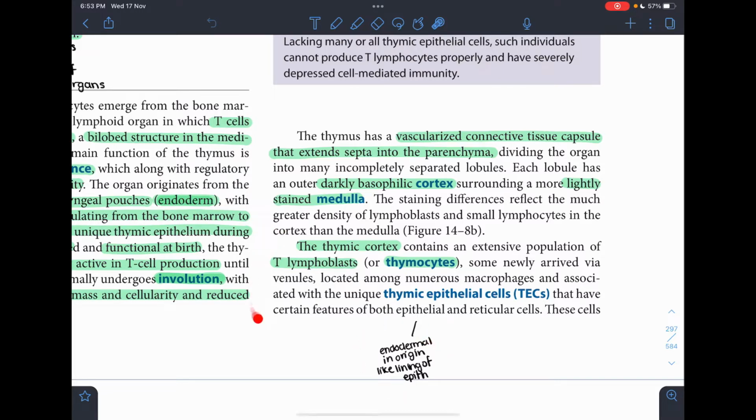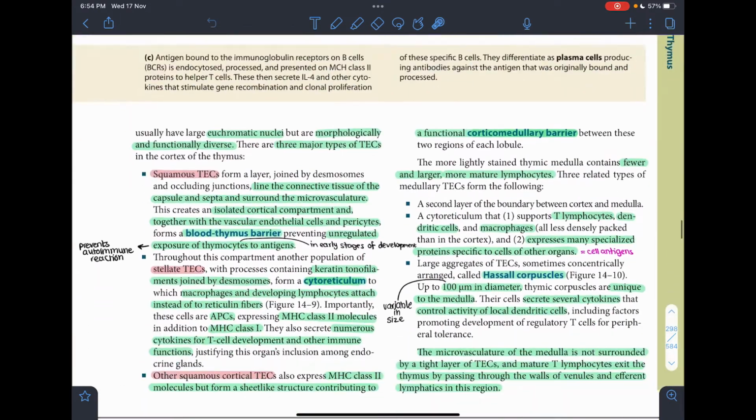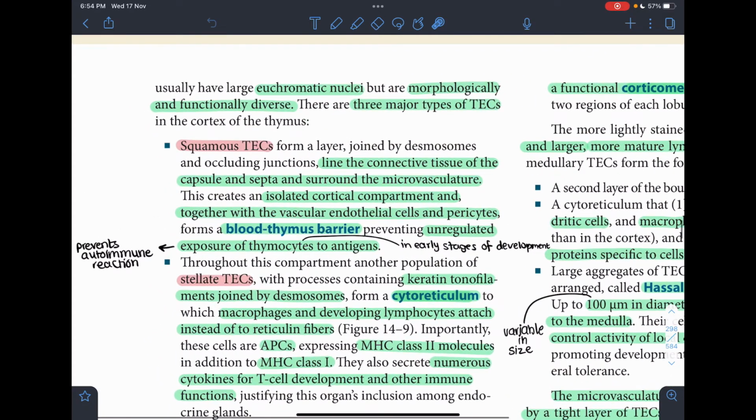So شو يعني هاي؟ انه the thymic cortex, الكورتكس تبع الثايمس has a large population of T lymphoblasts. Some بيكونوا pre-T lymphoblasts and some بيكونوا mature T lymphoblasts. And some of them اللي pre بيكونوا they are newly arrived via the venules. And نفس ما حكيت إنه basically الكورتكس تبع الثايمس فيه a large population of T lymphoblasts.